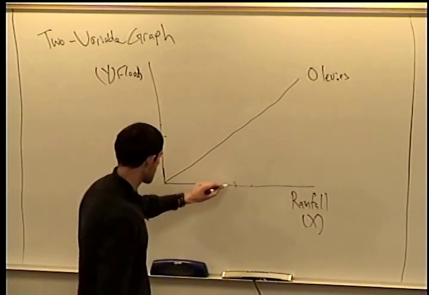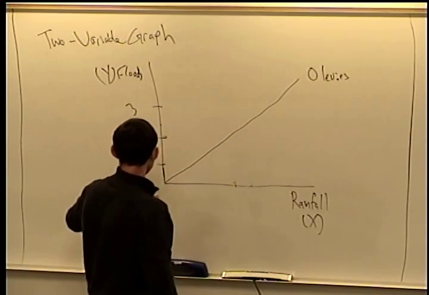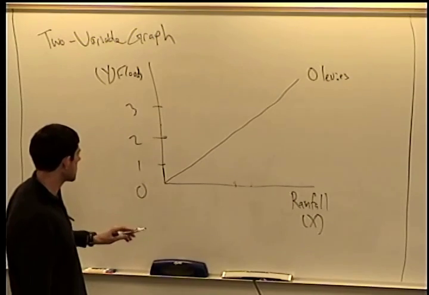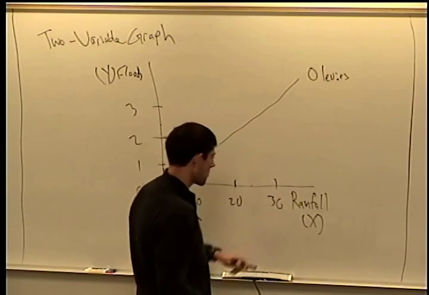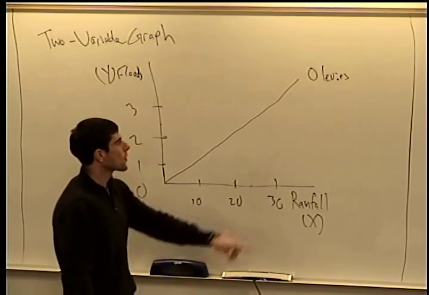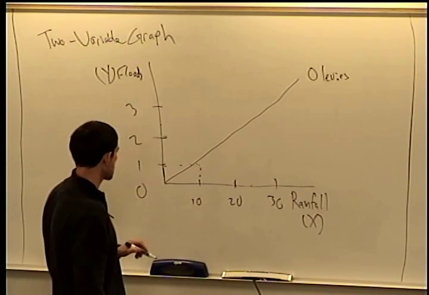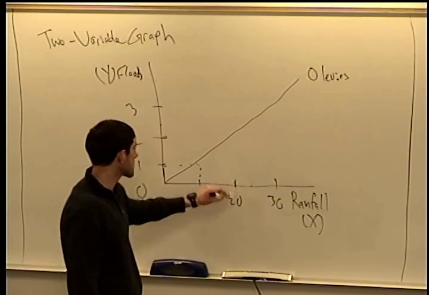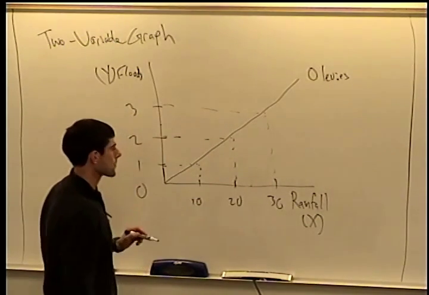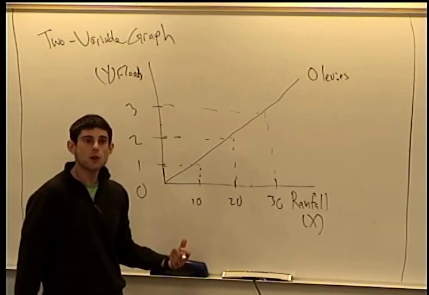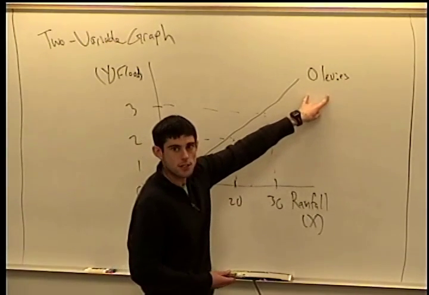Okay, and so again, we'll call this 1, 2, 3, and 0 obviously. And then we'll have 10, 20, 30. Okay, so with 0 levees, with 10 inches of rain, we would expect 1 flood. With 20 inches of rain, we would expect 2 floods. And with 30 inches of rain, we would expect 3 floods. Okay. However, what happens if Omaha built a levee? So our third variable here is the number of levees.